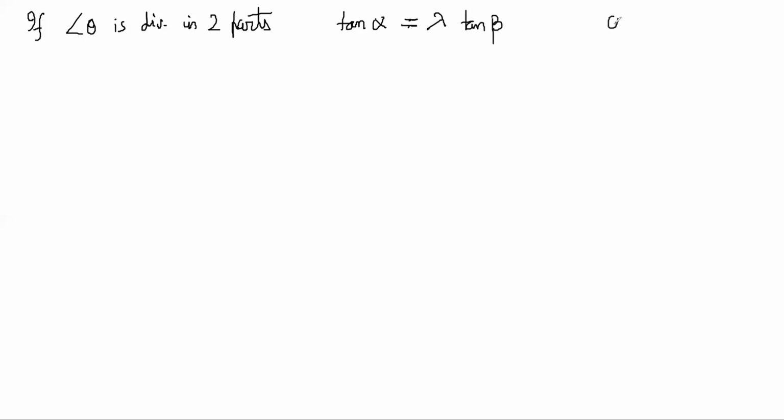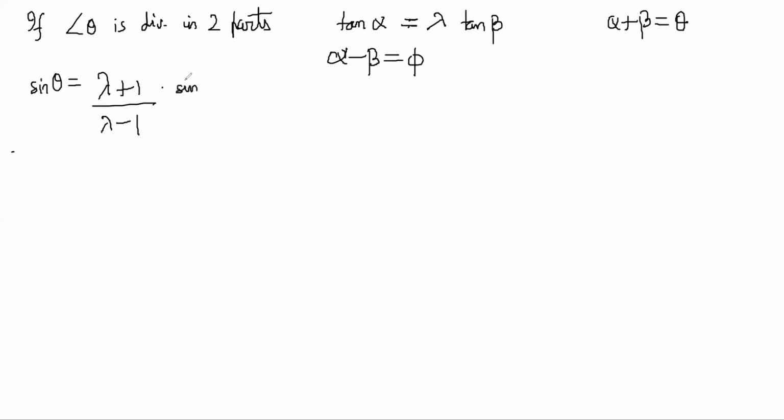Next question. If angle theta is divided into two parts such that the tangent of one part is lambda times the tangent of the other, and their difference is phi, then show that sine theta is equal to lambda plus 1 by lambda minus 1 into sine phi.